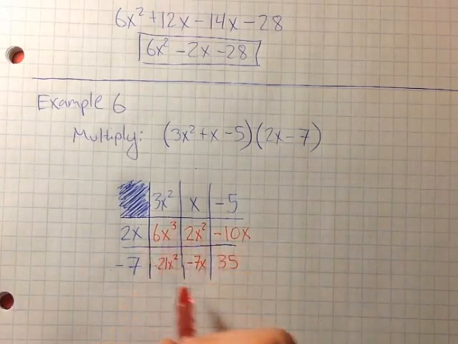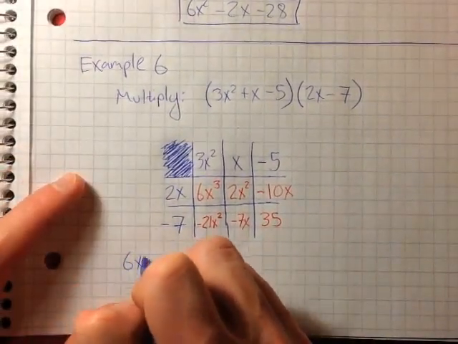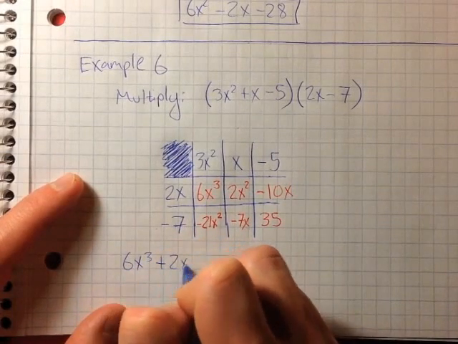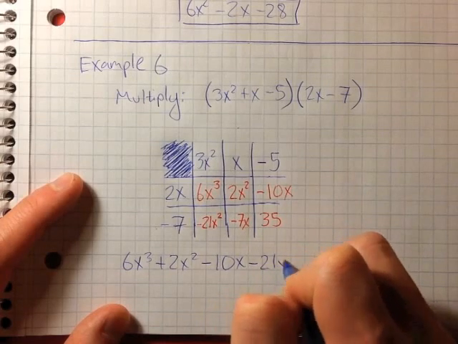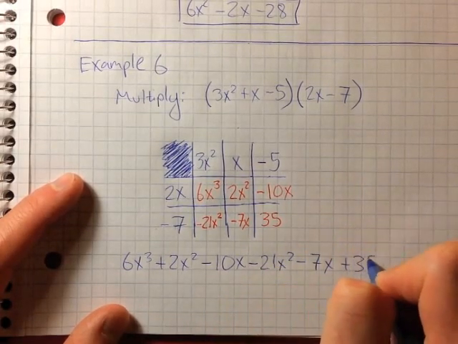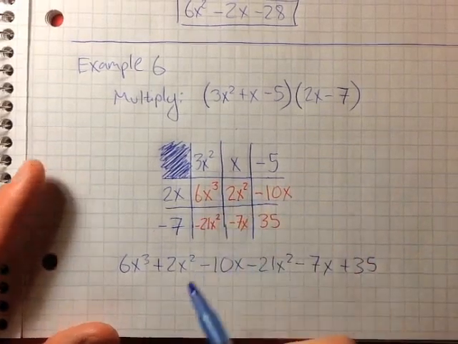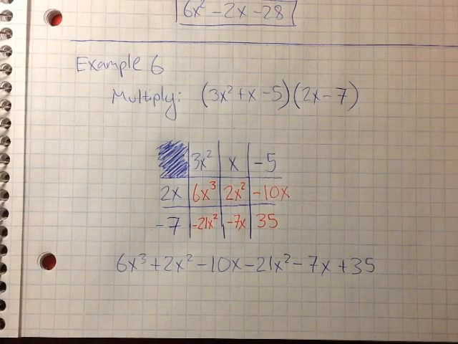Now we have a bunch of pieces that are added together: 6x cubed plus 2x squared minus 10x minus 21x squared minus 7x plus 35. Now again, it doesn't matter what order we put these in because they're all added together. But we do have some like terms here.